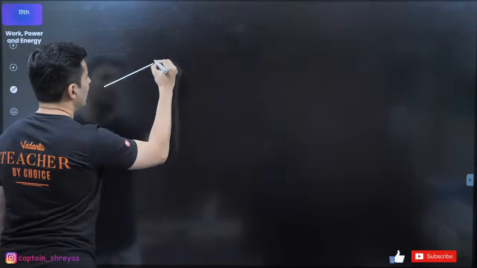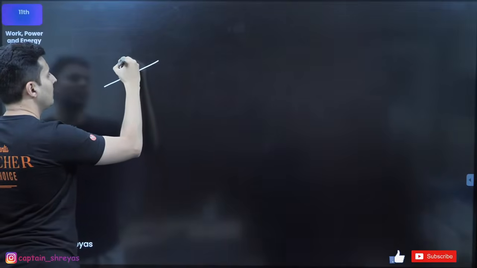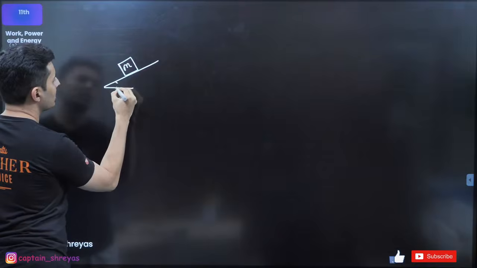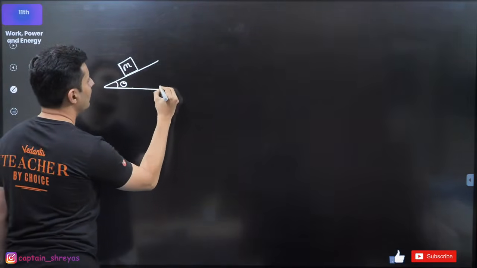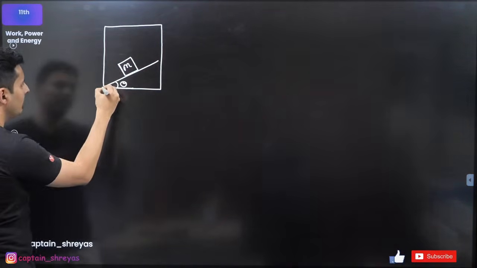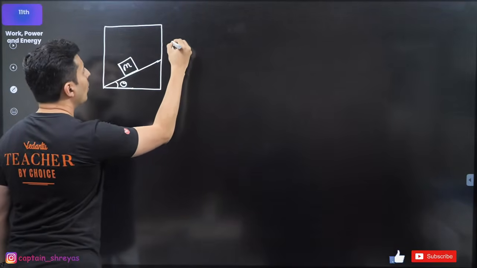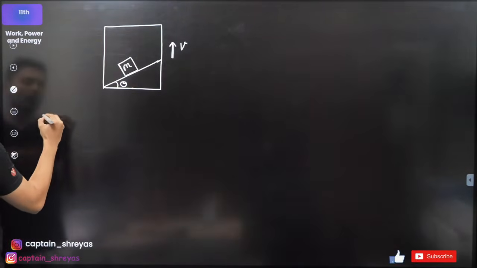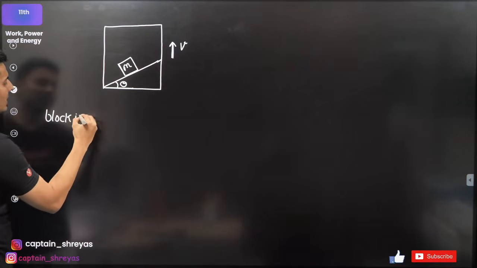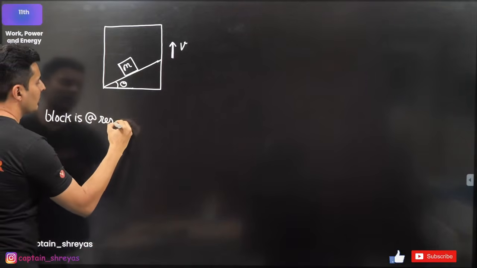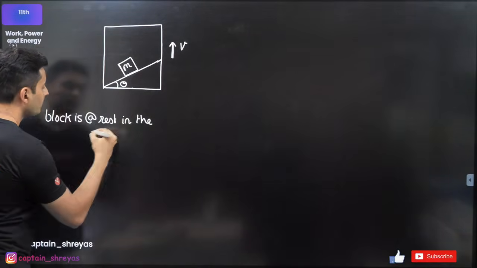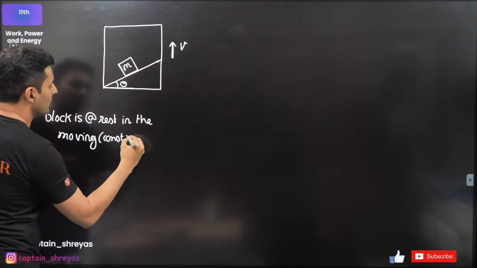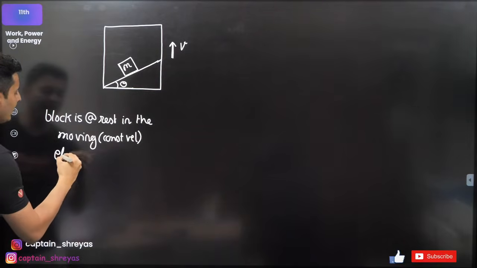Imagine, guys, that there is an inclined plane, and a block which is kept on it of certain mass m, and the inclination is theta. But this inclined wedge is in fact a part of a lift which happens to go up with some velocity v, and this block is basically at rest in the elevator, which is moving at constant velocity.